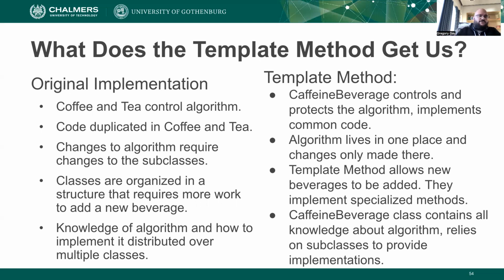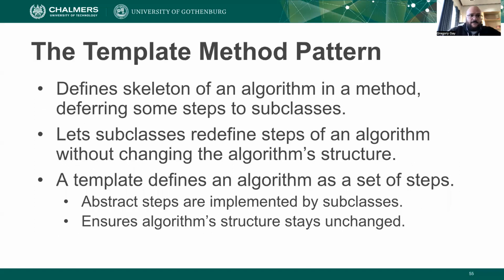If we add a new beverage, if we add our hot chocolate, well, we don't have to change anything in coffee or tea. We only need to implement new concrete steps in hot chocolate and maybe make some changes to our algorithm if necessary in the parent, in caffeine beverage. Caffeine beverage contains and controls all of our knowledge about this process, right? And we only need to look at coffee, tea, hot chocolate if we need that specific information on the implementation of those steps. That's a very powerful way to enable an evolvable design.